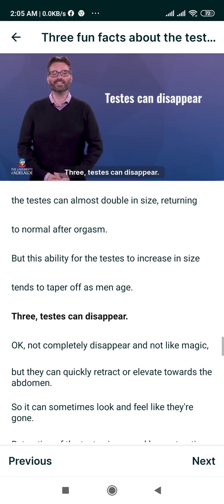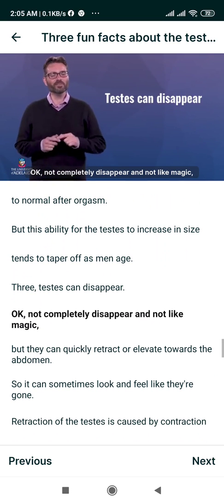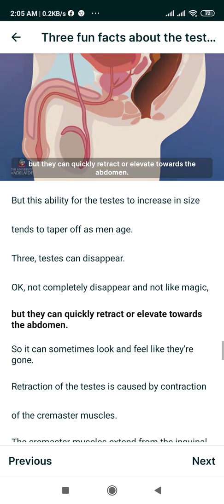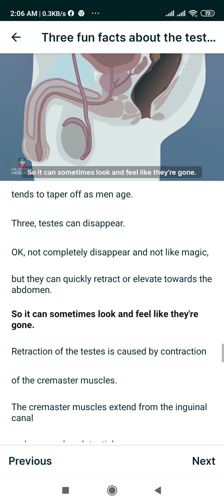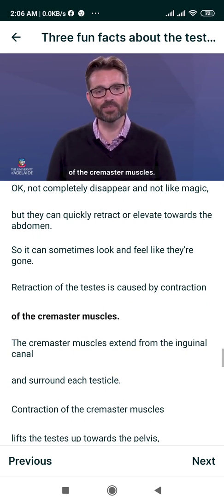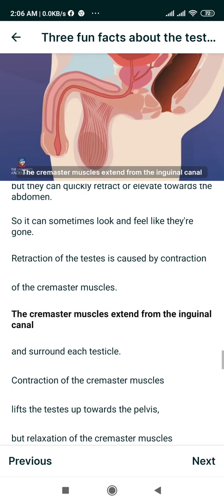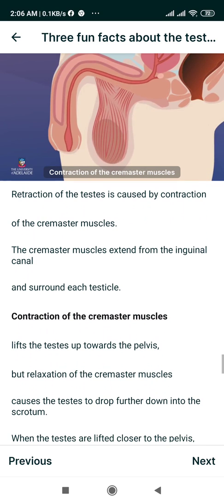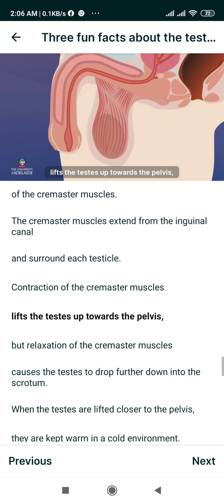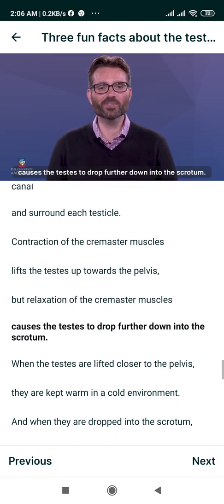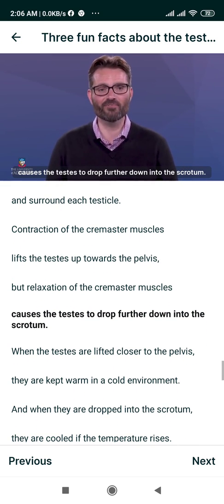3. Testes can disappear. Okay, not completely disappear, and not like magic, but they can quickly retract or elevate towards the abdomen. So it can sometimes look and feel like they're gone. Retraction of the testes is caused by contraction of the cremaster muscles. The cremaster muscles extend from the inguinal canal and surround each testicle. Contraction of the cremaster muscles lifts the testes up towards the pelvis, but relaxation of the cremaster muscles causes the testes to drop further down into the scrotum.